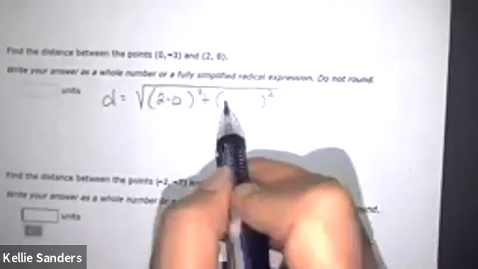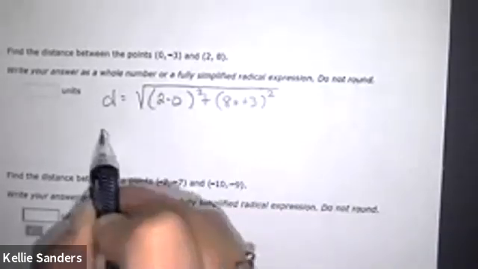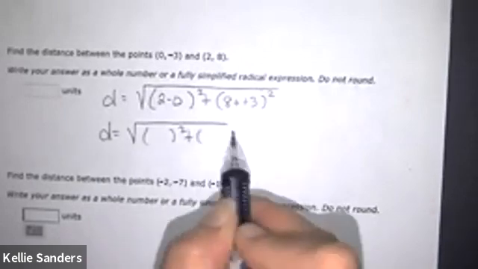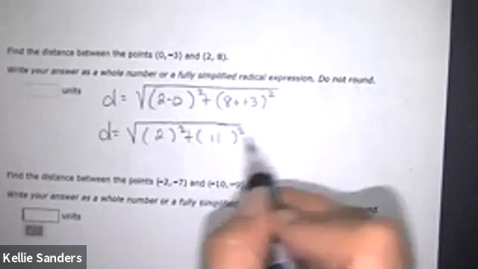2 minus 0, 8 minus a -3, plus plus. 2 minus 0 is 0. 8 plus 3 is 11.